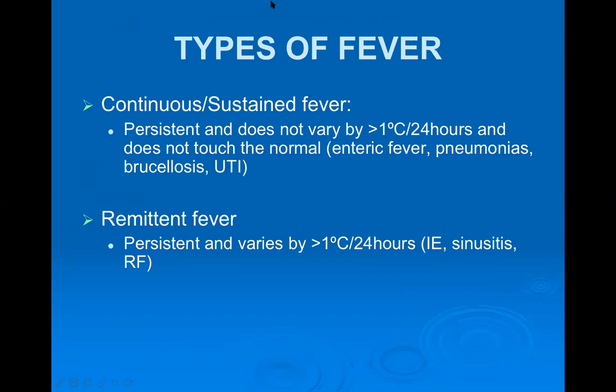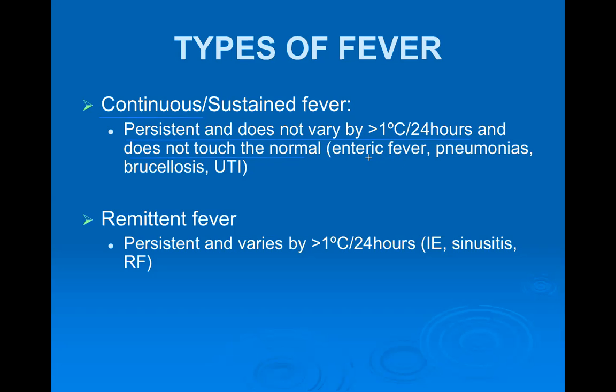Let's move on. Now, after this, let's talk about the types of fever. One type is called continuous or sustained fever. Continuous is the more common term, and here the temperature is persistent and doesn't vary by more than 1 degree centigrade in 24 hours, and it doesn't touch the baseline. So what does that mean? There is no fluctuation of more than 1 degree centigrade, and it never touches the baseline or the normal. This is called continuous type of fever.